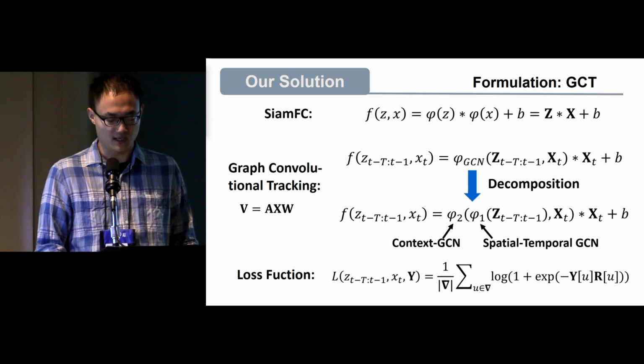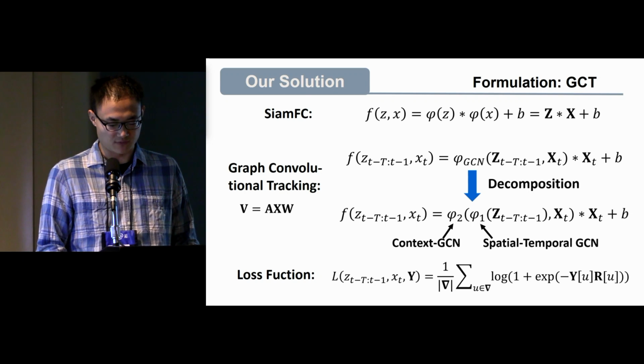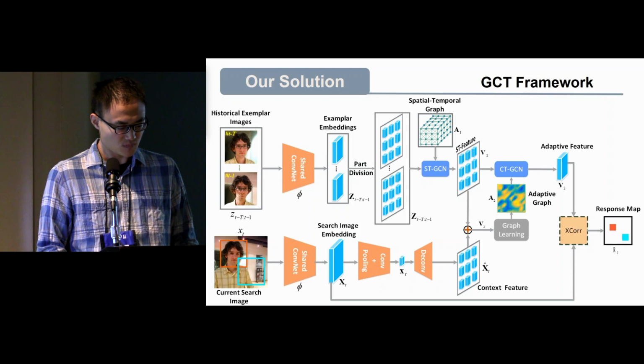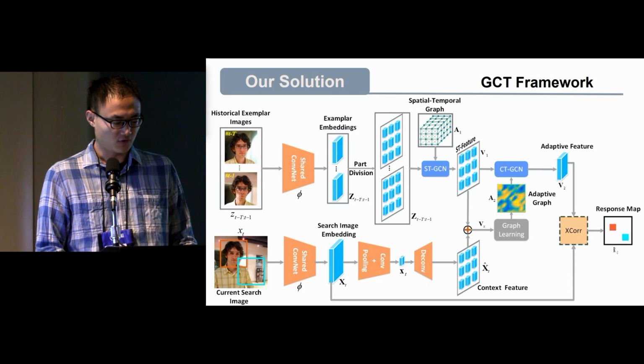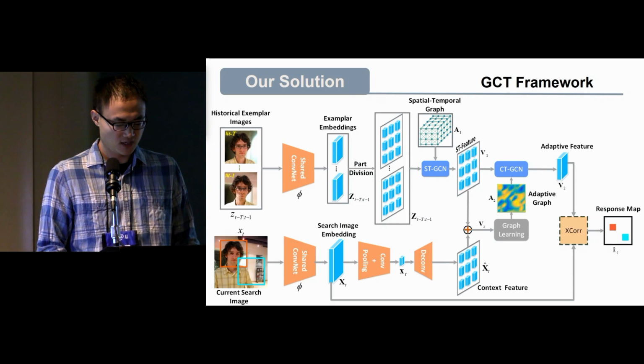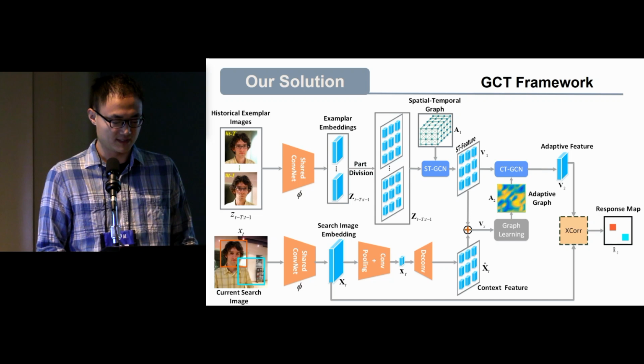After offline training, we use the network for testing directly without fine-tuning. This is our pipeline. For the historical exemplar images, we use ST-GCN to generate the ST features with a spatial temporal graph. Then, the generated ST feature is combined with the current context feature to produce an adaptive graph, which is used by the CT-GCN to produce the adaptive feature.